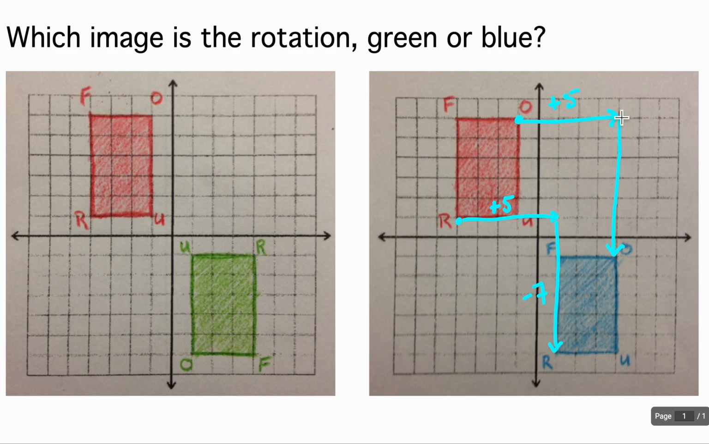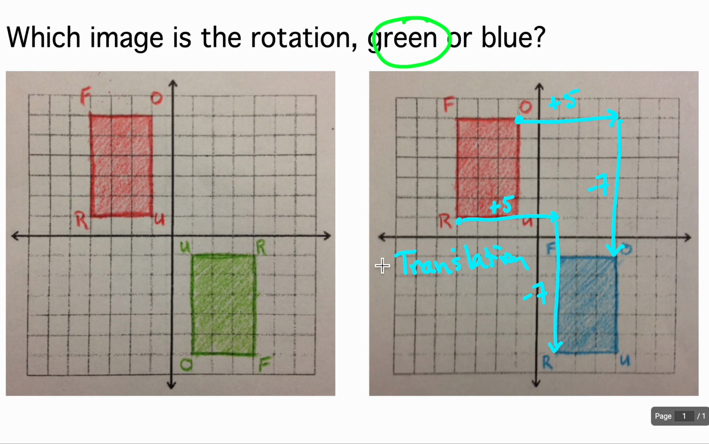Let's count this one, the O. So 1, 2, 3, 4, 5, 6, 7. Oh, it also goes down 7. So that means that it's a transformation. So my rotation is the green one. So what that does is that rotates around here. So we'll come back to that one because I'm kind of in the middle of my thinking over here. So that was a translation.